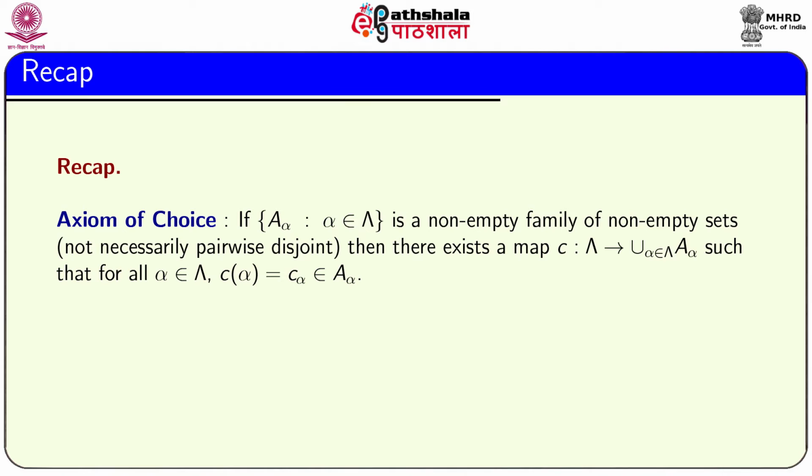Let us recapitulate axiom of choice. If we are given a collection of non-empty sets A alpha, then there exists a map C from the index set lambda to the union A alpha such that for all alpha belonging to lambda, C of alpha is inside A alpha.